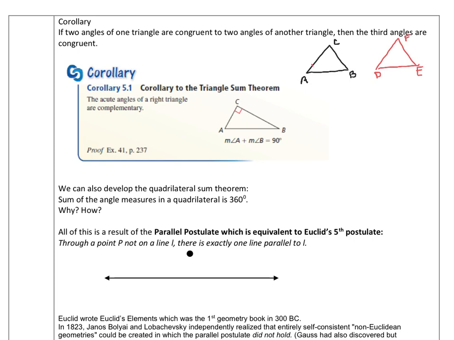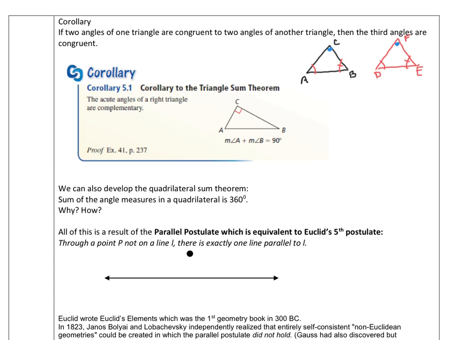And if I say, okay, angle A is congruent to angle D, and angle B right here is congruent to angle E, well then, because both of these add up to 180, angle C must be congruent to angle F. And that's all that's saying.